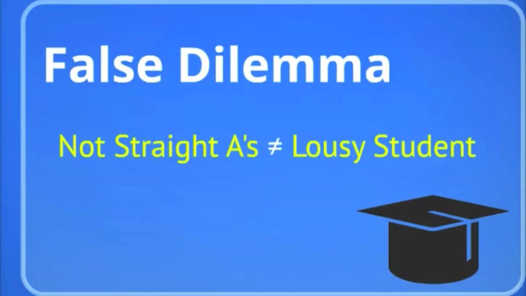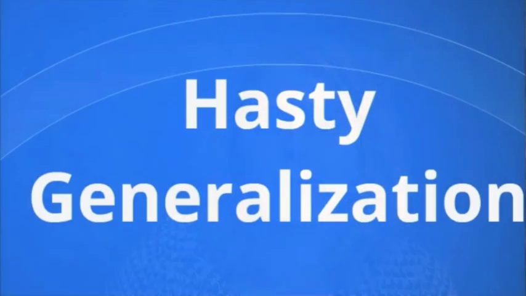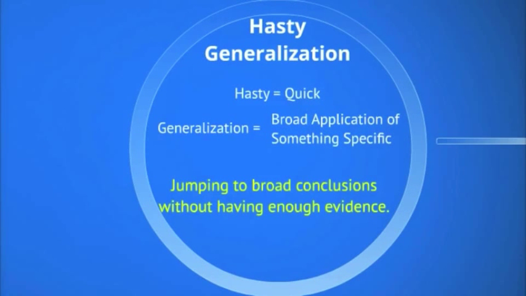Not earning straight A's does not automatically put someone into the category of a lousy student. Although there are many more logical fallacies that we could look at, let's just examine one more, called hasty generalization. To be hasty means to be quick. So when we're making hasty generalizations, we are jumping too quickly to broad conclusions. Oftentimes we might have one scenario or example as evidence, but not enough evidence to support our argument, so we make hasty generalizations. We jump to conclusions too quickly.